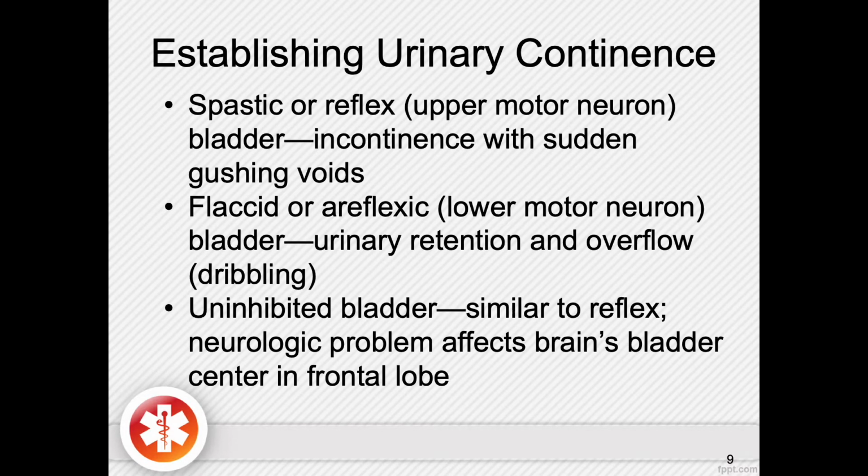Some definitions on urinary incontinence. You should know the spastic or reflex bladder, that is from an upper motor neuron problem. This is incontinence with sudden gushing voids. A flaccid or areflexic bladder from a lower motor neuron injury is urinary retention and some overflow, that is dribbling. And an uninhibited bladder, which is similar to reflex, this is a neurological problem that affects the brain's bladder center in the frontal lobe.